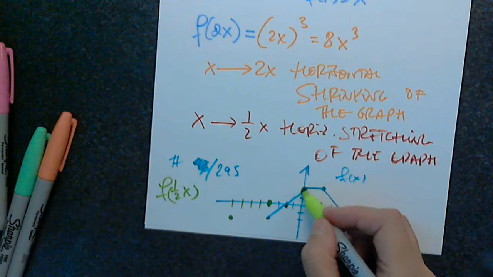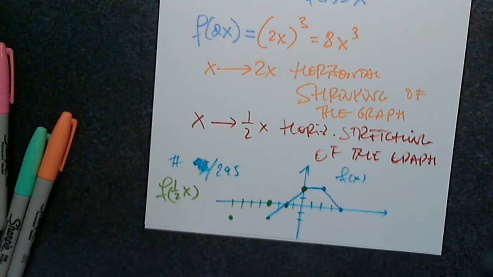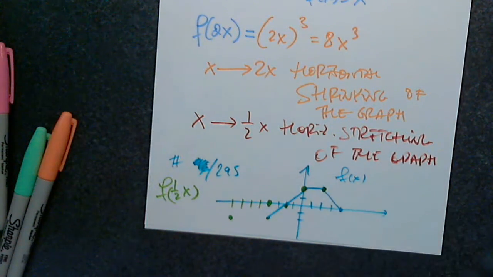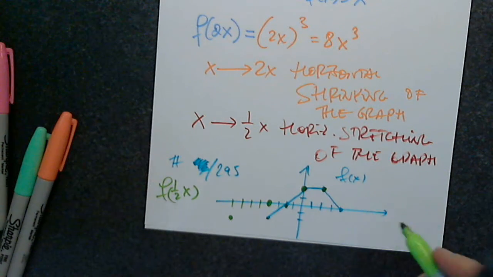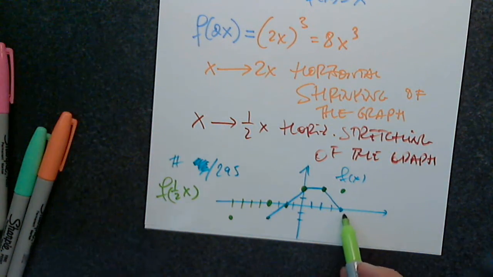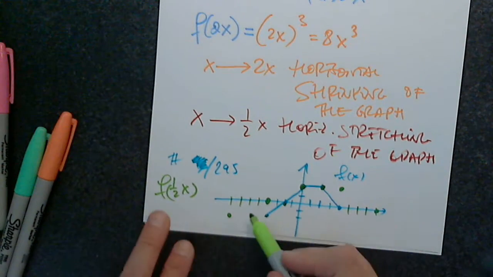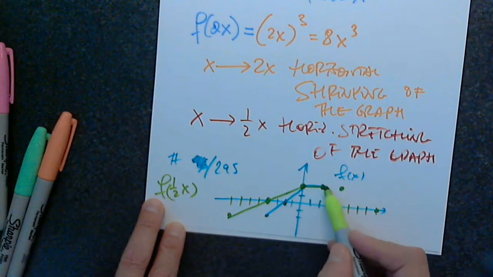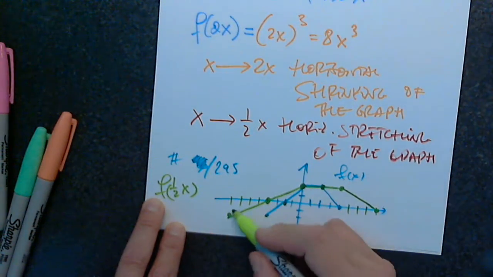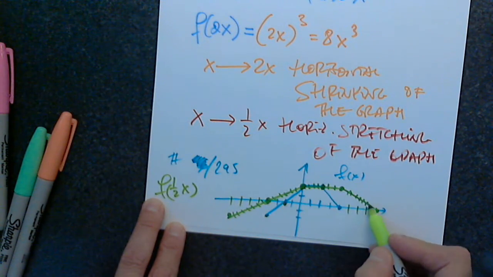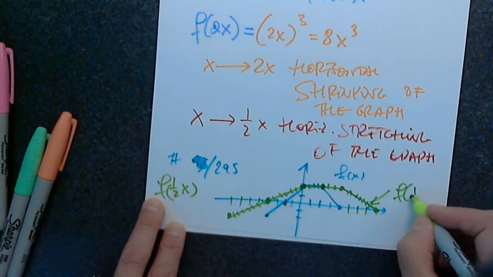This point has x equals 0. Where will it go? We multiply 0 by 2. Where will it go? It will stay. Very good. This point has x equals 2. Where will it go? Very good. And this point is at x equals 4. Where will it go? So here is, just to make sure it's clear, I'm going to do this. This is the graph of f of 1/2 x.